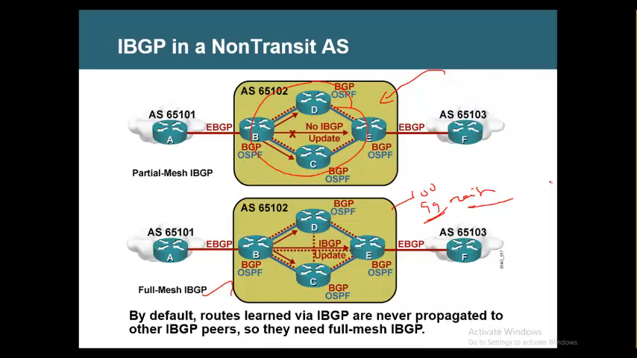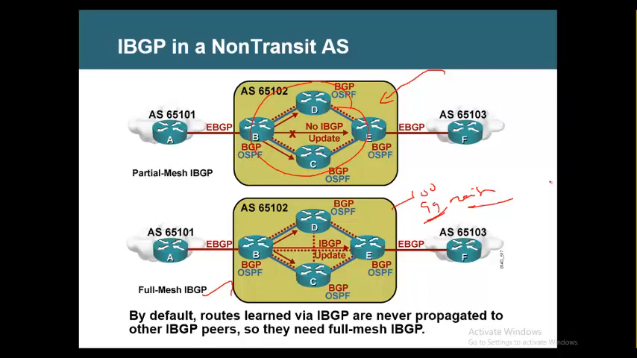Let us not focus on MPLS now. Is there any other solution in BGP? Yes. We have a solution in BGP. Without MPLS also you can solve this full mesh problem. But no one uses it in today's world because we have MPLS layer 3 VPN.